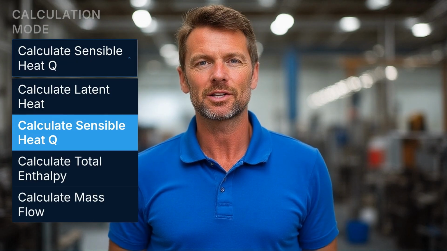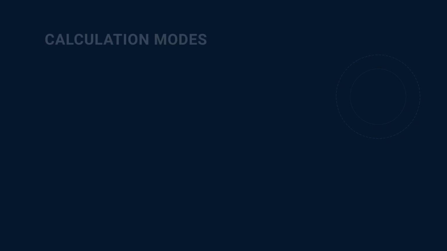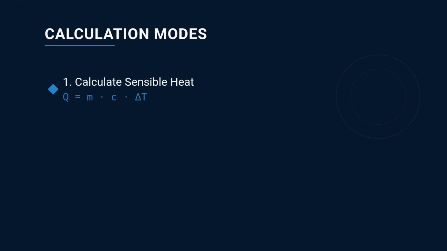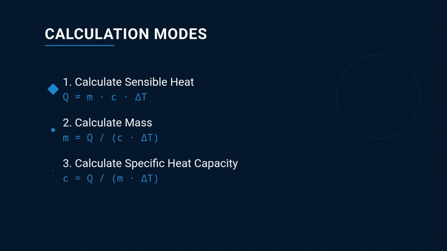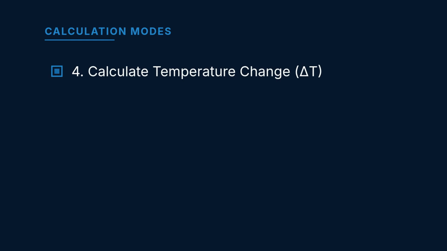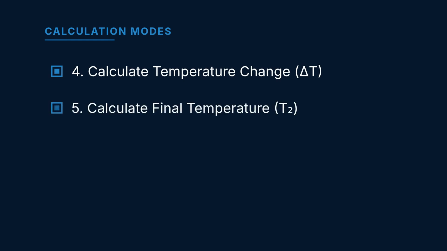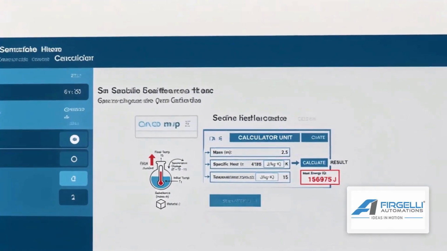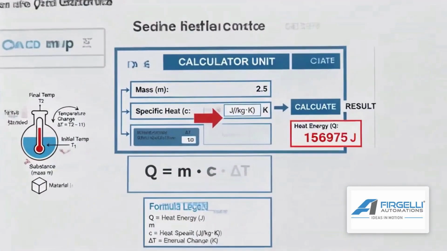Let's examine the inputs. First, you'll see the calculation mode dropdown. This offers 6 options: calculate sensible heat Q, calculate mass M, calculate specific heat capacity C, calculate temperature change delta T, calculate final temperature T2, and calculate power required for time-based heating. For our demonstration, we'll select Calculate Sensible Heat Q.